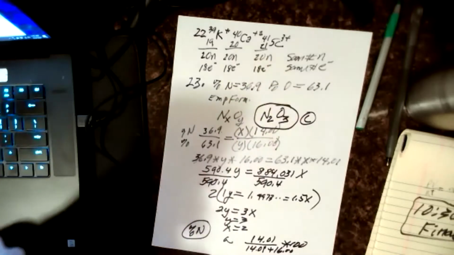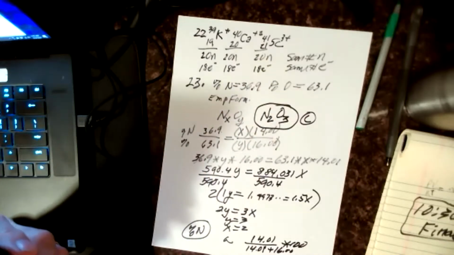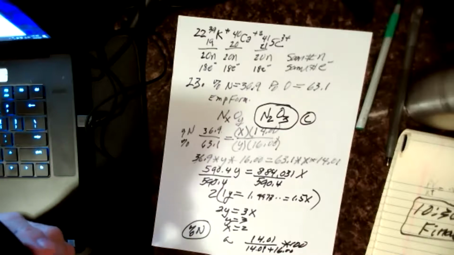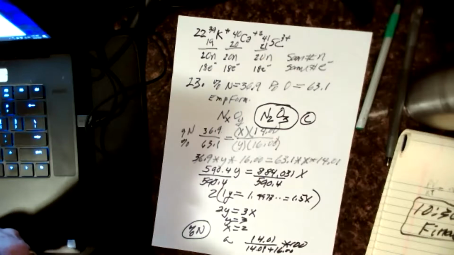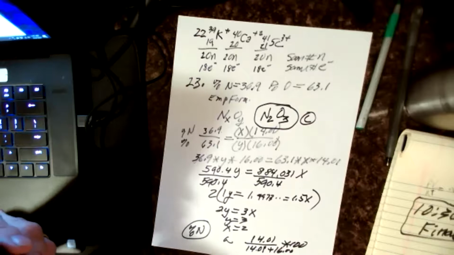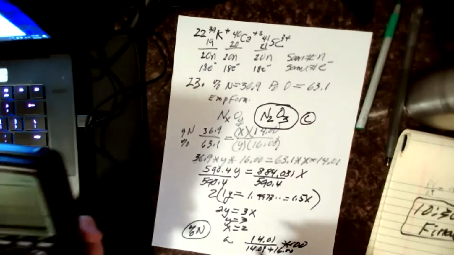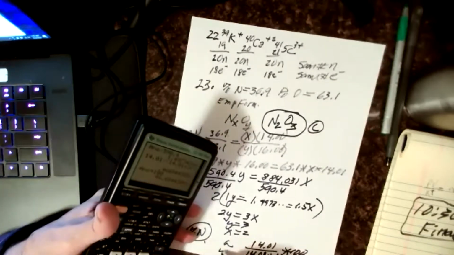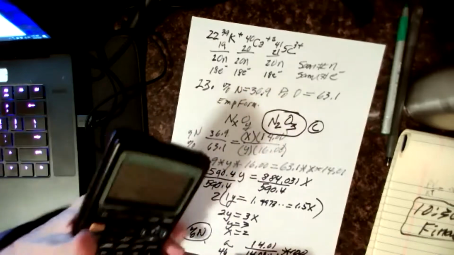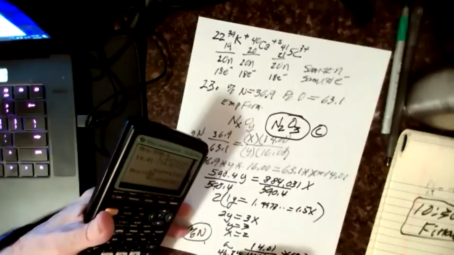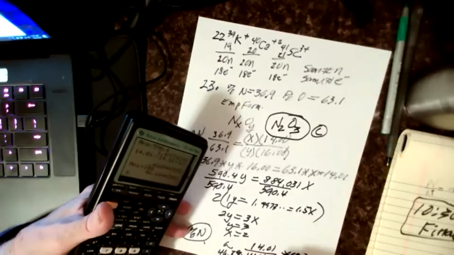So for the first one, it's 14.01 divided by 14.01 plus 16, and then times 100. That's 46.7%. Okay, that's not the percent nitrogen in the compound.